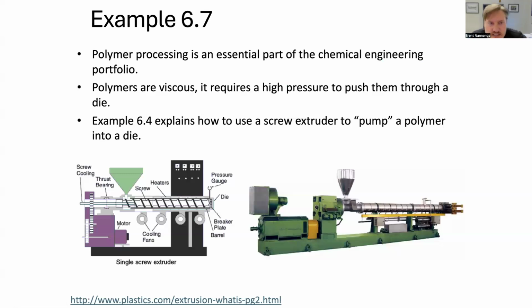Okay, so for the next example, let's look at a slightly more complex one, and we're going to work in cylindrical coordinates just so you see what cylindrical coordinates look like. So this is example 6.7 in the textbook that we use for the undergraduate class, and it's going to be analyzing this extruder that's used in polymer processing. So polymers are very viscous, so usually all the flow through it is going to be laminar, and it's going to take high pressure to push them through this die. And so this is what the extruder looks like.